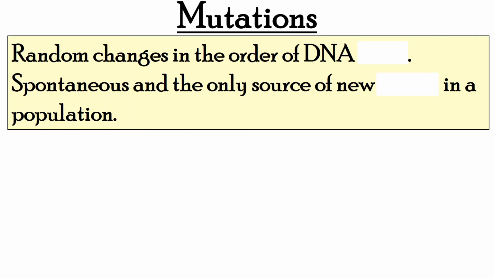So from Unit 1, when we did DNA, you might remember what a mutation is, and it's just something random, and it's the change in the order of the DNA. A, T, G, C are the bases, and it's spontaneous, and it's the only source of new alleles in a population. So this is a term you should know. So if you consider eye color, you would have the brown allele, the blue allele, the green allele. So the only source of new alleles in a population.